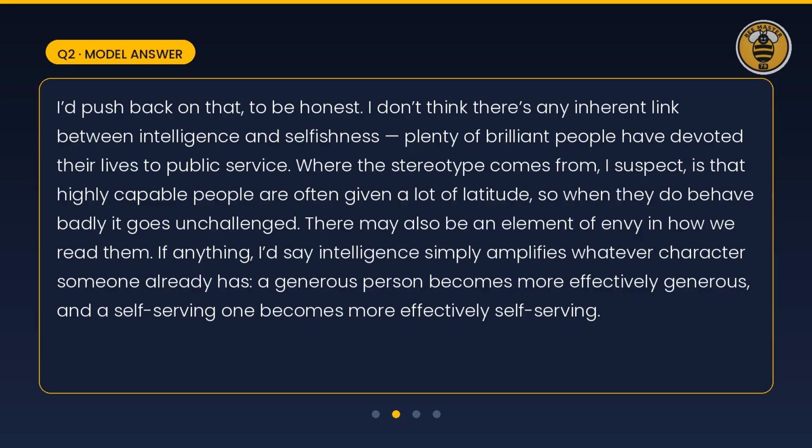There may also be an element of envy in how we read them. If anything, I'd say intelligence simply amplifies whatever character someone already has. A generous person becomes more effectively generous, and a self-serving one becomes more effectively self-serving.